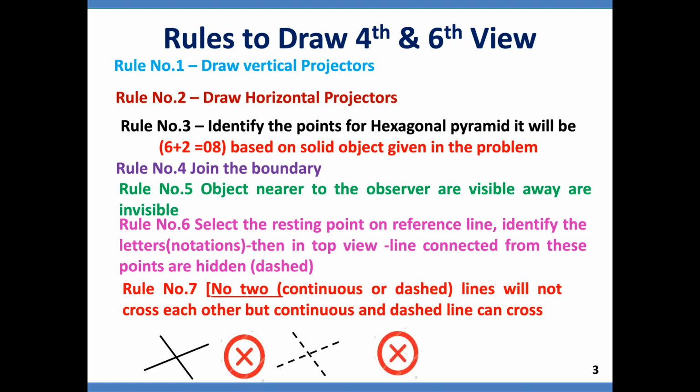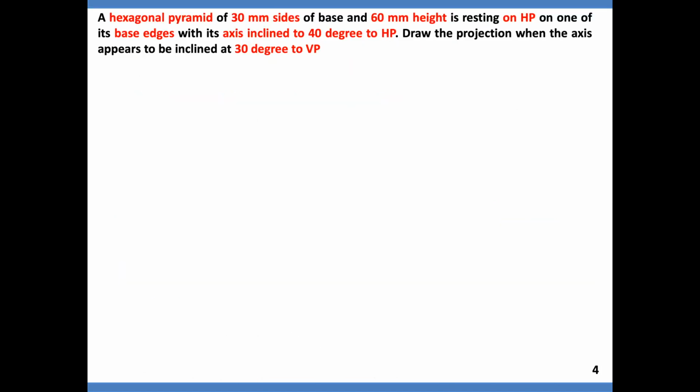Question: can a continuous and a dashed line cross? Yes, it can cross. You have to adopt 7 rules in order to draw the 4th and 6th views. We'll see that. I am bringing back the problem.